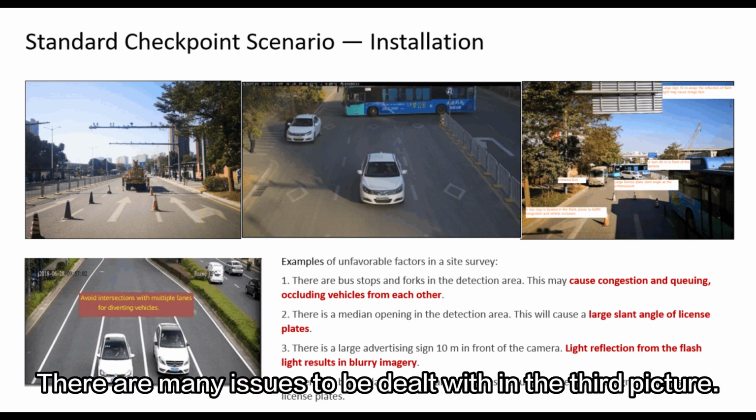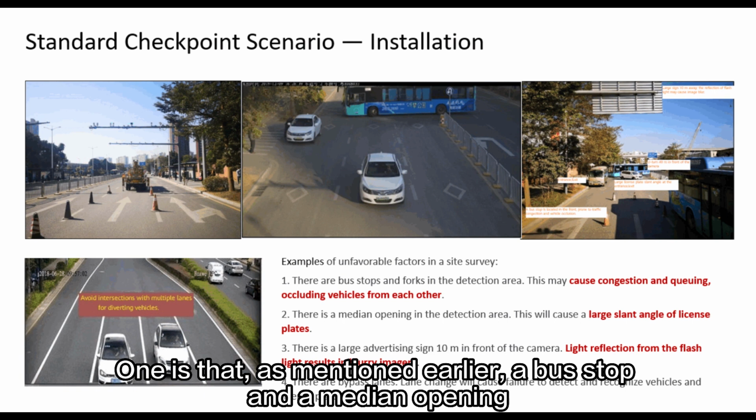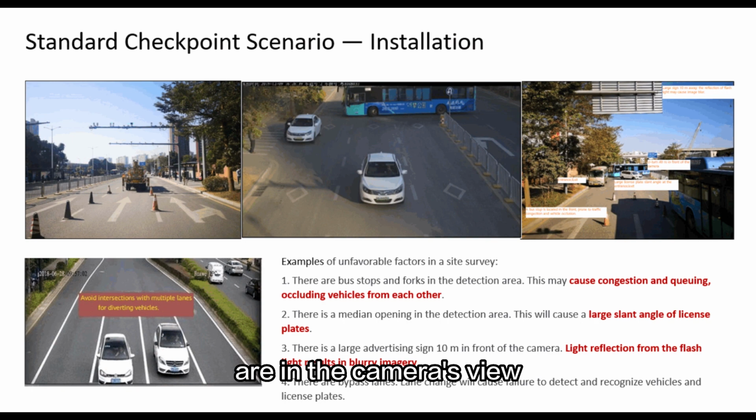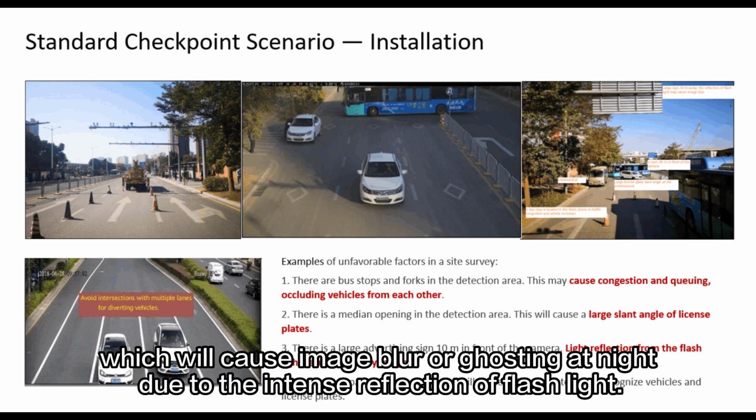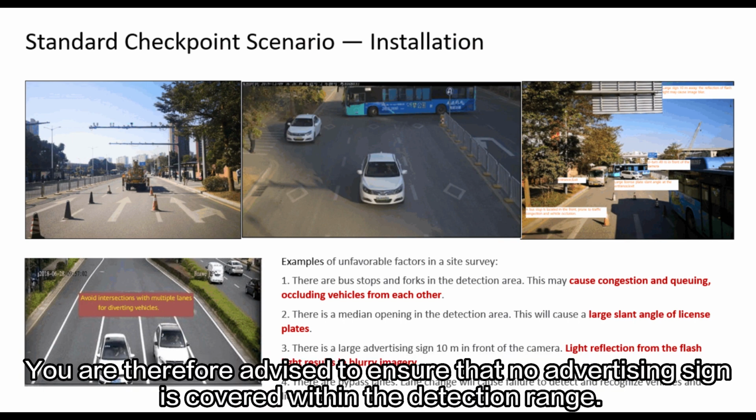There are many issues to be dealt with in the third picture. One is that, as mentioned earlier, a bus stop and a median opening are in the camera's view. Another one is that there's a large advertising sign approximately 10 meters ahead, which will cause image blur or ghosting at night due to the intense reflection of flashlight. You are therefore advised to ensure that no advertising sign is covered within the detection range.